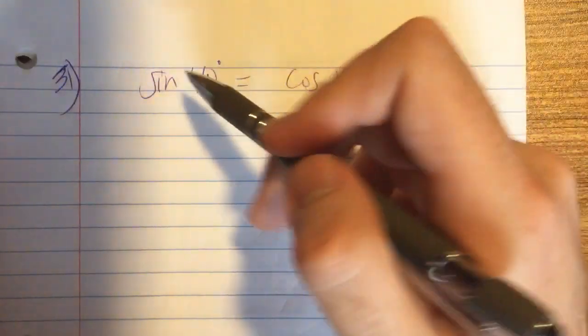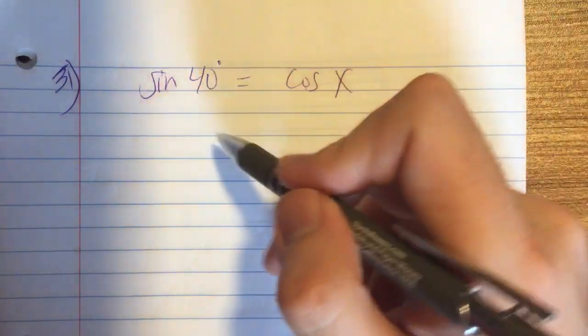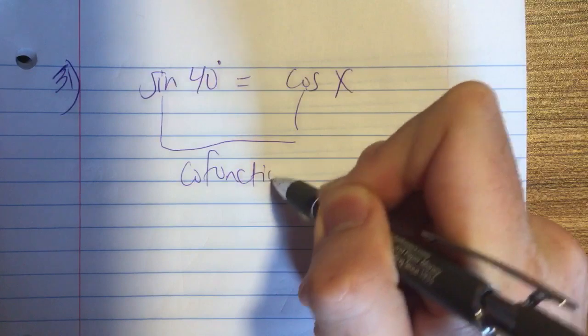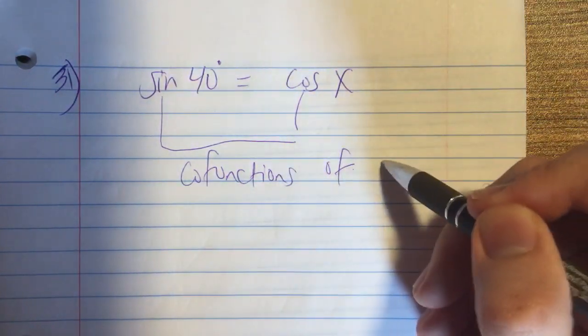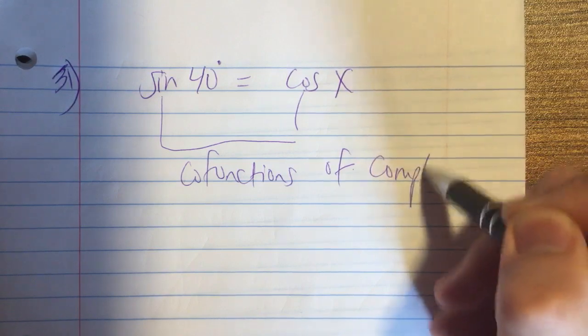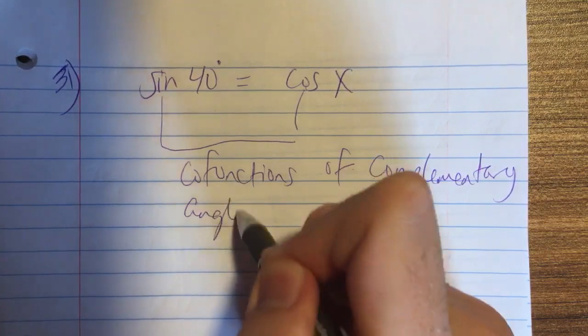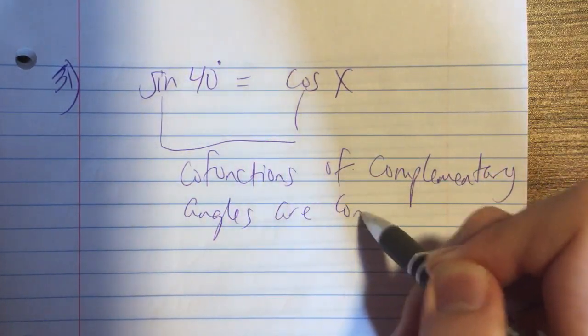31. Which value of x satisfies the equation the sine of 40 degrees is equal to the cosine of x? And we have to remember that this is only true when you're dealing with co-functions. Sine and cosine are co-functions. And co-functions of complementary angles, which are angles that add up to 90 degrees, are congruent or equal.